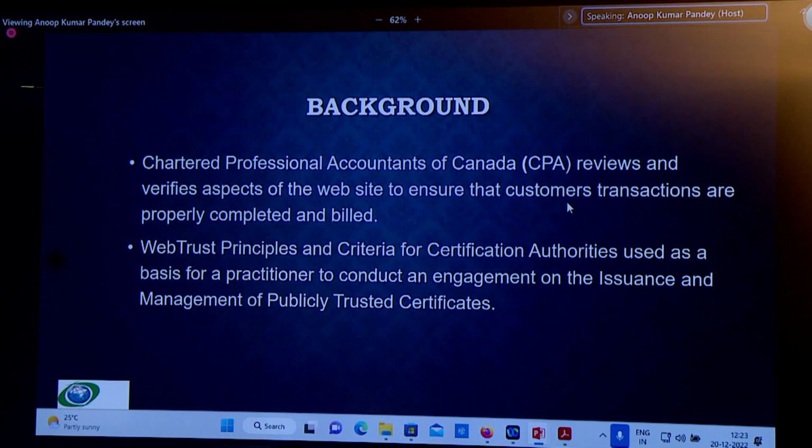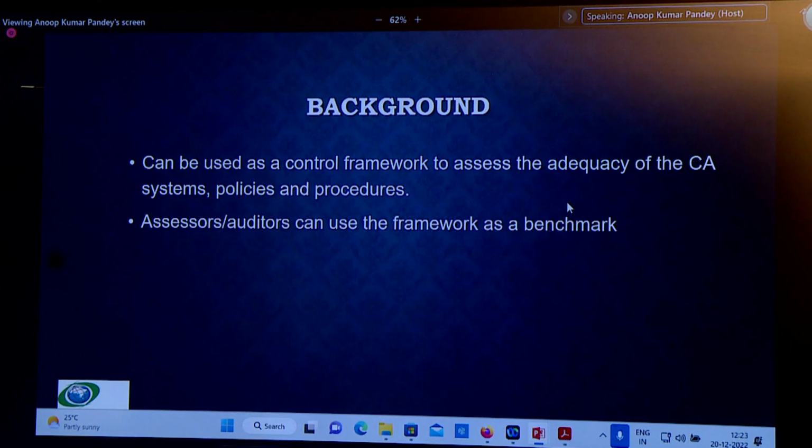Okay. Now, WebTrust is based on principles and criteria. They have certain principles, as the previous speaker talked about. There are 3 principles they have defined. We will be auditing against these, as this is the basis for any practitioner to conduct the engagement, issuance and management of a trust certificate. It can be used as a control framework to assess the adequacy of the CA system, policies and procedures.